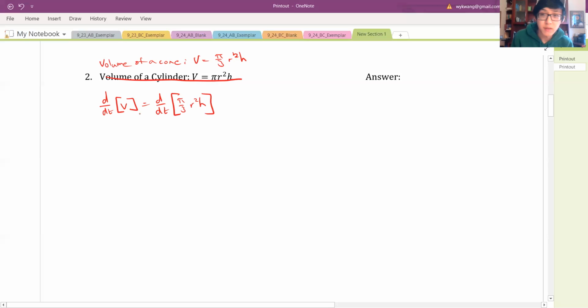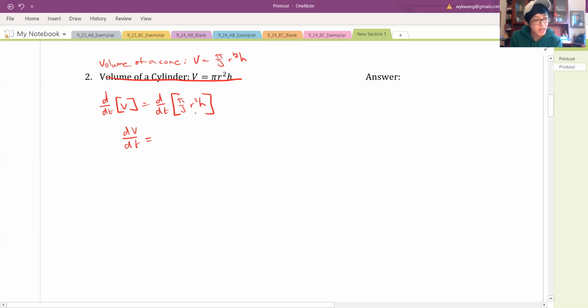D over dt of v, well, that's just going to be d over dt of any variable, right? That's just going to be 1. But we're differentiating with respect to t, so it's going to be multiplying by dv over dt. So really, it's just going to be dv over dt is equal to, the thing is with this part, the right of the equation, right? There's a pi over 3.